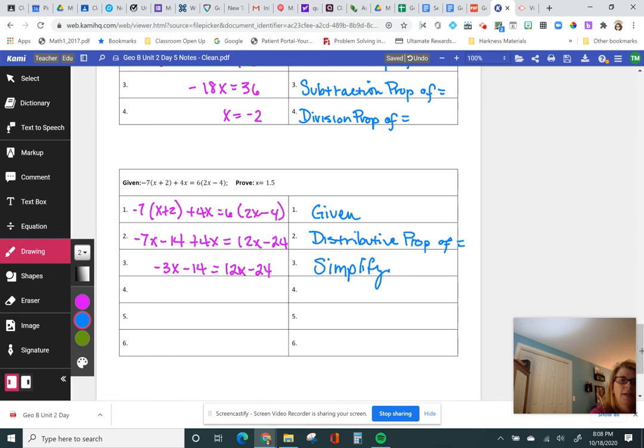Now I'm going to get my variables on one side. I'm going to subtract 12x to get negative 15x minus 14 is equal to negative 24. And we use that subtraction property of equality.